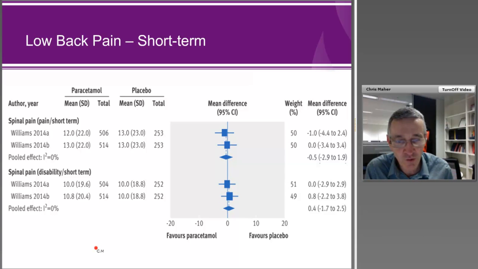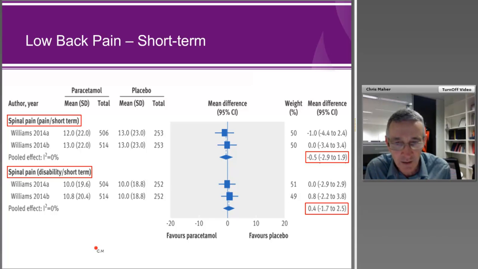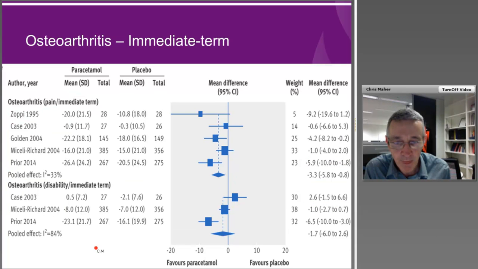When we have a look at the short-term results, what you can see here is that we get much the same result. In terms of pain and disability, there's no statistically significant effect of paracetamol versus placebo, which is what you'd expect because we're basically summarising the PACE trial again. The interesting thing was that when we looked at osteoarthritis, we found something very similar.